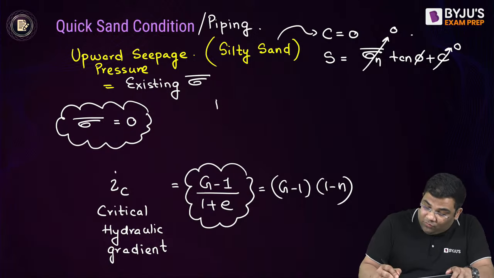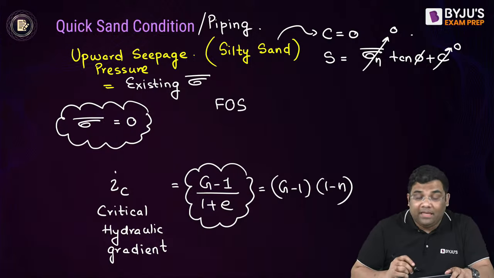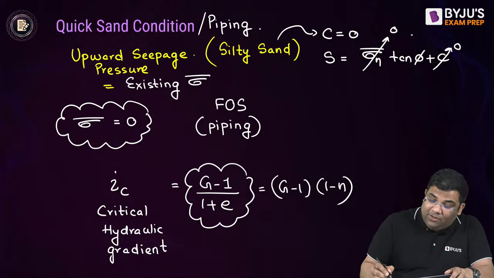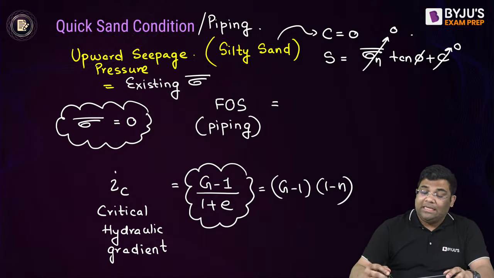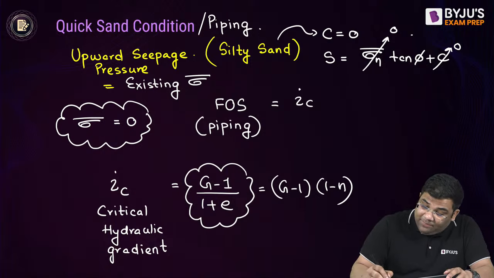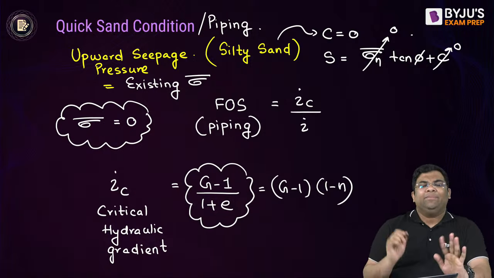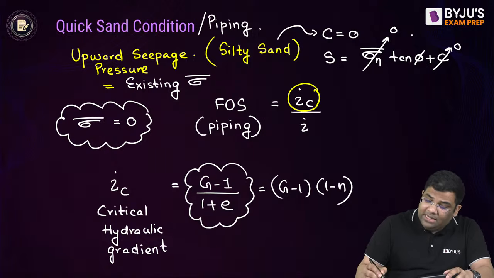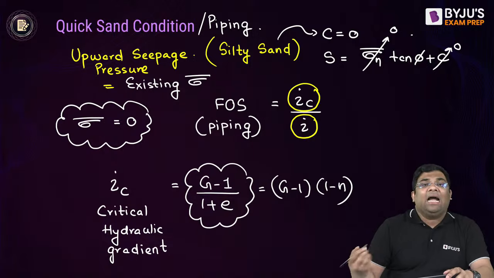Now if I ask you to find out the factor of safety against quicksand condition or piping, that will be equal to i_c by i. i_c by i means whatever critical hydraulic gradient we got divided by our existing hydraulic gradient.